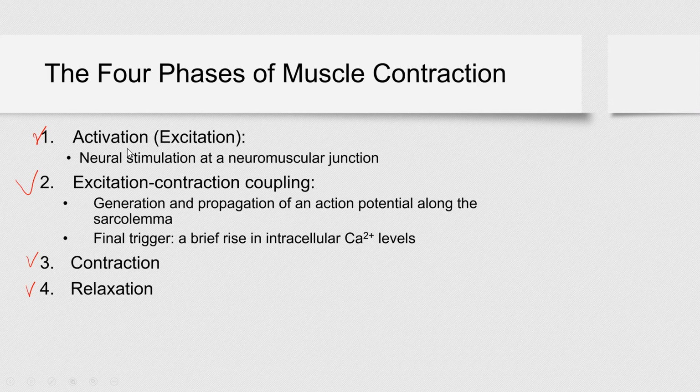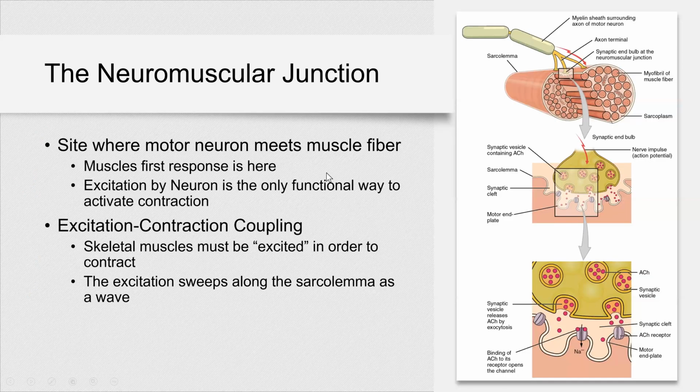We need this activation or excitation, and it happens at neuromuscular junction. So where this junction is, right? So neuromuscular junction is a site where motor neuron meets muscle fibers. Muscle's first response is here. And excitation by neuron is the only functional way to activate contraction.